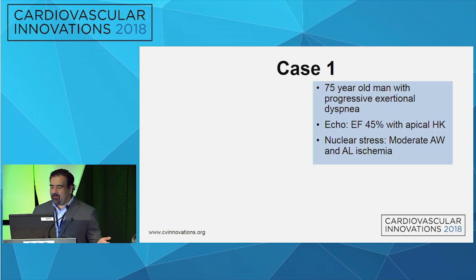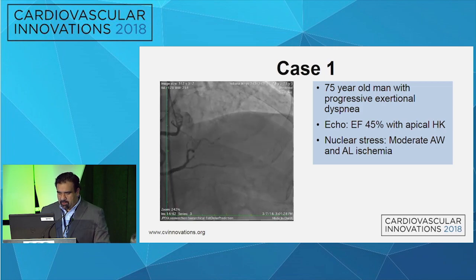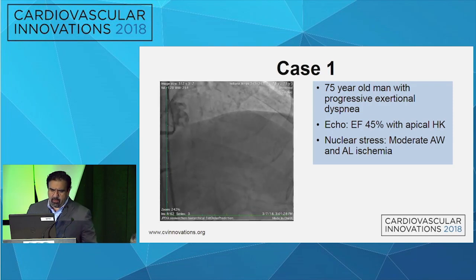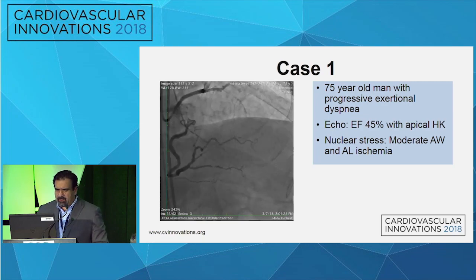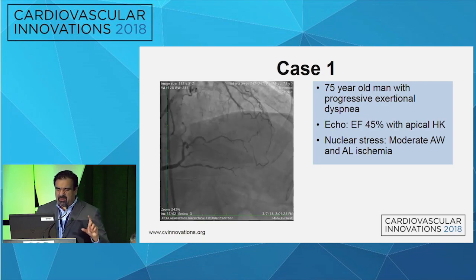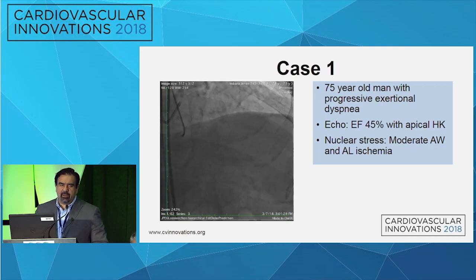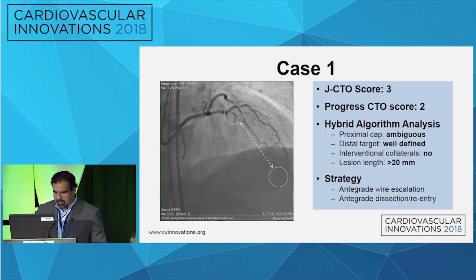Okay, so 75-year-old man with progressive exertional dyspnea, ejection fraction 45% with apical hyperkinesis, moderate anterior wall and anterolateral ischemia. This is a dual sort of angiogram. You can see that this is a long CTO of the LAD, and there perhaps maybe two CTOs. I'll let that run one more time. There's a retrograde collateral from that PDA is thin, supplies about an inch in the midsegment, but is diseased. And then there's a much larger epicardial collateral here.